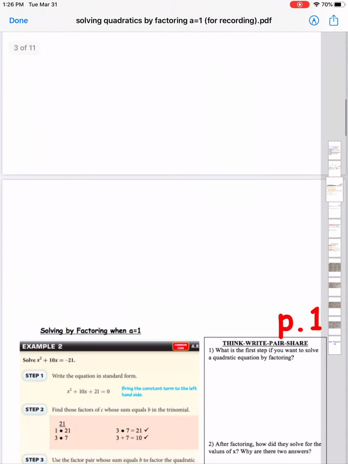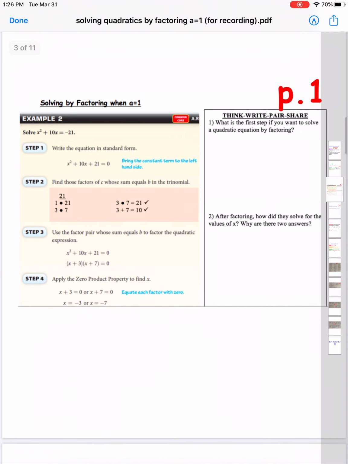So we're going to be using that zero product property to solve equations by factoring. You'll notice that today we're solving by factoring when a is 1, meaning there's that invisible 1 out front or no number, and we're going to use that method of factoring to solve. Right now I would like you to pause this video. Please read through all 4 steps of example 2 and answer the 2 think, write, pair, share questions, and then come back to the video.